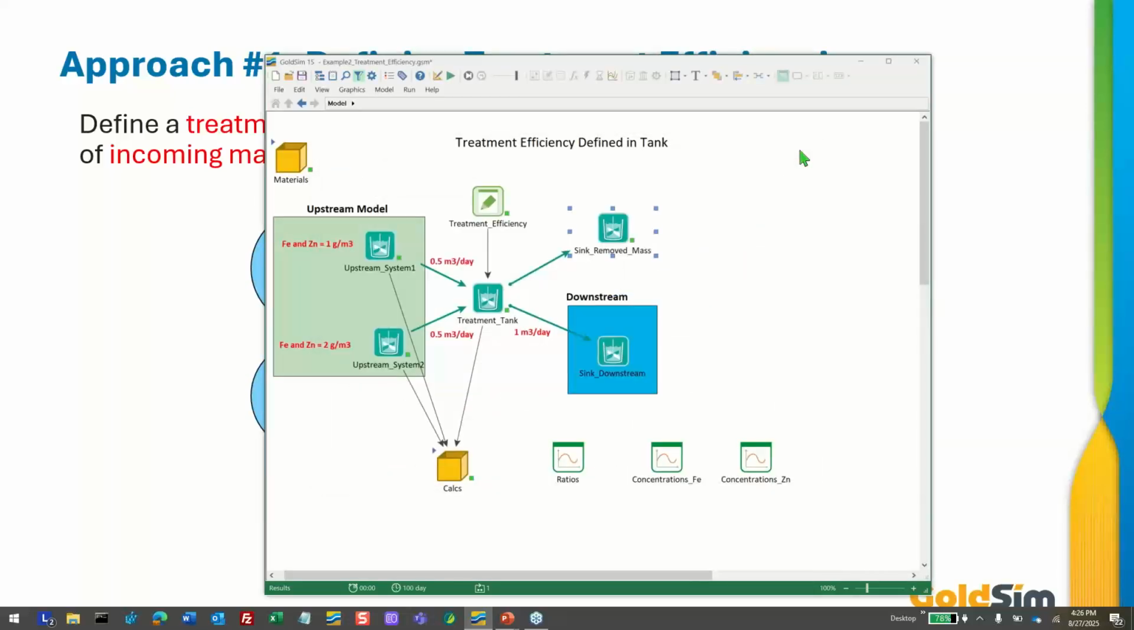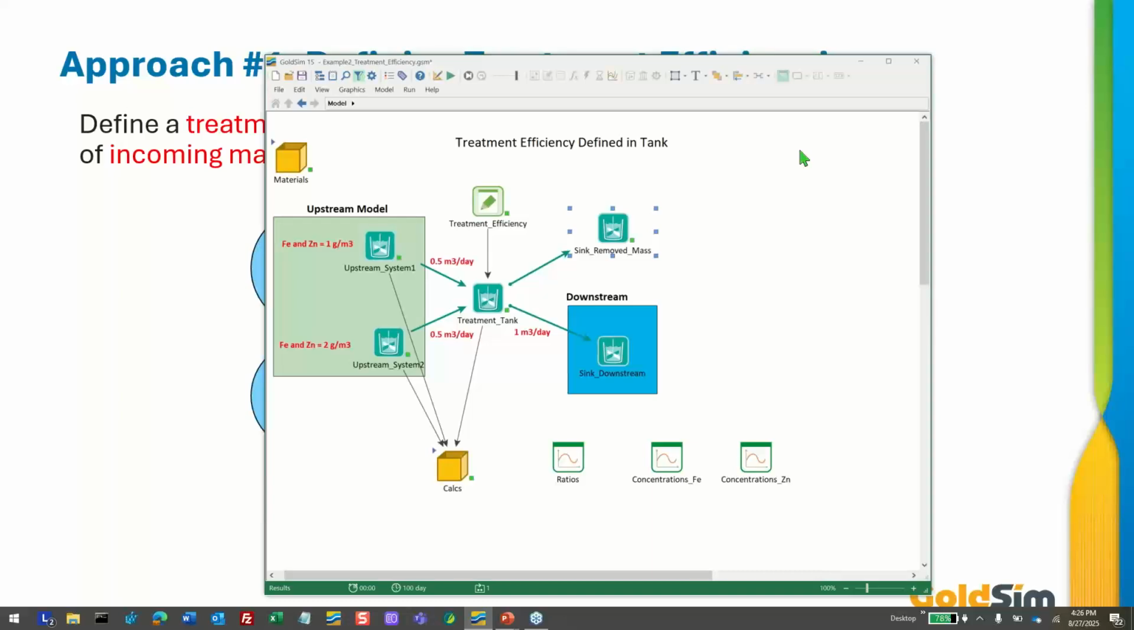It's a very, very simple process, and all you need to do is say, how effective is this plant? And the guy says, oh yeah, we can remove 90% of the copper, we can remove 95% of the zinc, whatever.